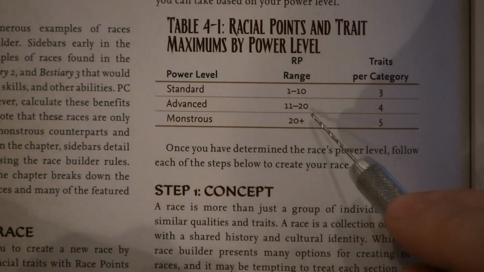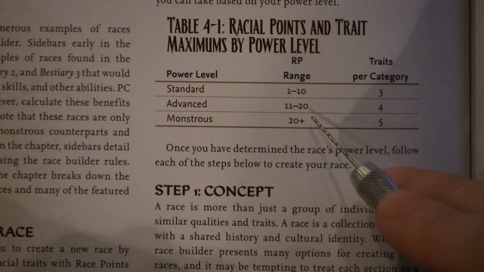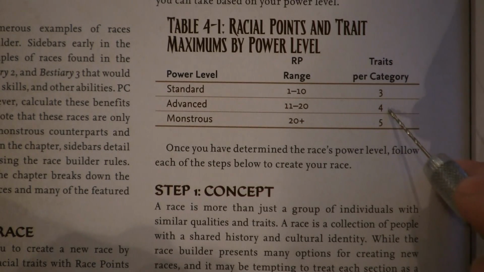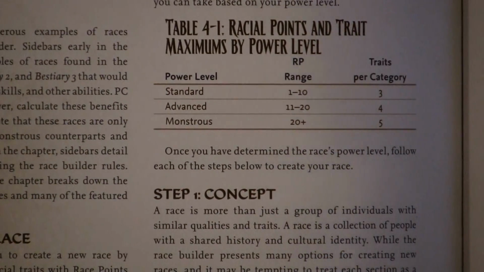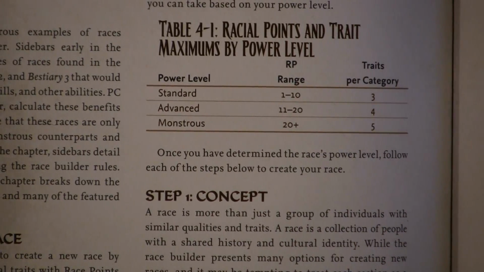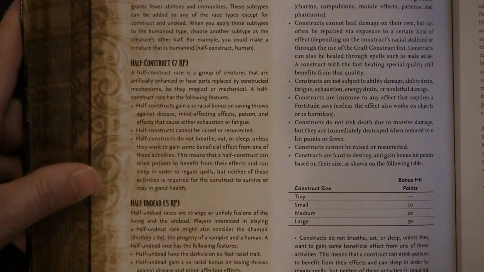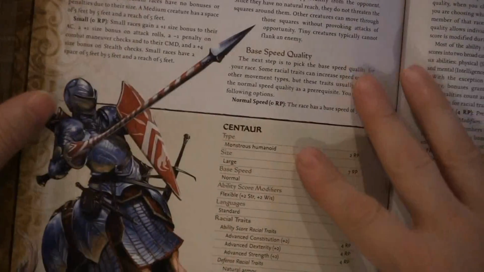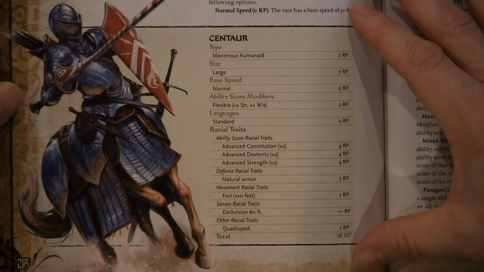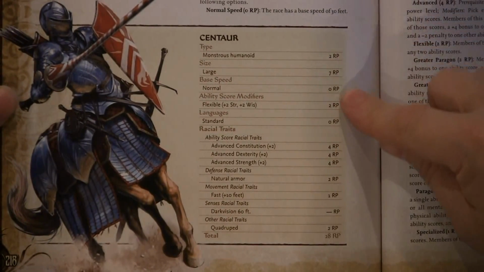And then your advanced races, which are going to be like your drow, your kitsune, kobolds, they have a range of 11 to 20 with 4 traits per category. And then you have monsters, which is anywhere from 20 up. There's a couple more things that are kind of important to note, like here they have some special subtypes. They created half constructs for you and half undead. And then turn another page. You have a sample archetype for centaurs, which are a monstrous creature with 28 racial points, and they break down how they get you there.